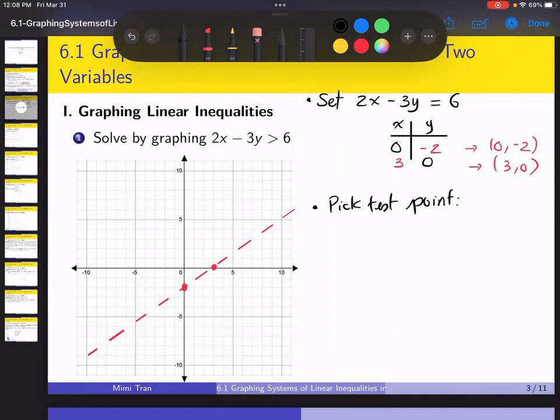Like I said, pick a side. You can pick any point from this side or any point from the other side. But I recommend you pick an integer, not a fraction. My favorite is 0, 0, so I'll pick 0, 0. Now, hypothetically, if the dashed line goes through 0, 0, do not pick 0, 0. It's not helpful. What do I do with 0, 0? I plug it into the original inequality.